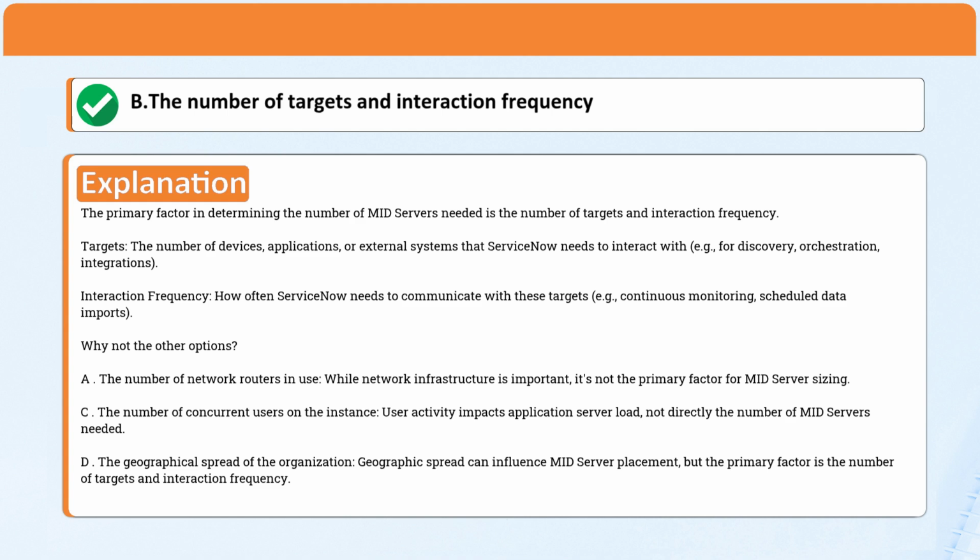Why not the other options? A. The number of network routers in use. While network infrastructure is important, it's not the primary factor for MID server sizing. C. The number of concurrent users on the instance. User activity impacts application server load, not directly the number of MID servers needed. D. The geographical spread of the organization. Geographic spread can influence MID server placement, but the primary factor is the number of targets and interaction frequency.